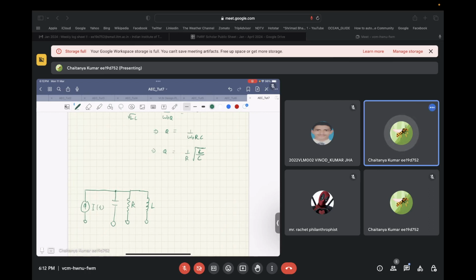Now, over here, we have to see what all quantities we have. First of all, we have the voltage that is developed at this node, that is V(s). Then we have Ic(s), that is the current that is going into the capacitor.